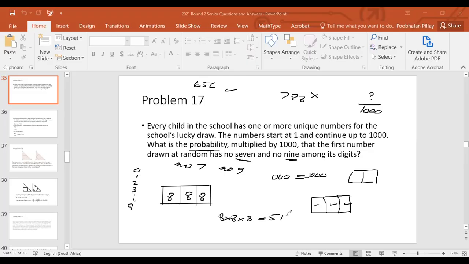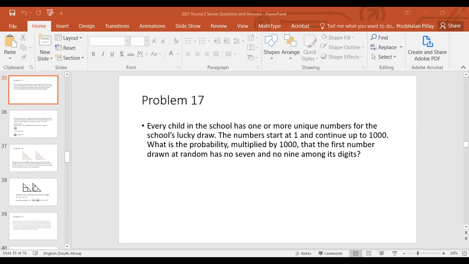That's 512. Right? And the probability, as I said, is 512 over 1,000. But when you multiply it by 1,000, you're going to get 512, and that's the answer. Right, so problem number 17. How many of you can happily say that you've got the answer to that question? $512.